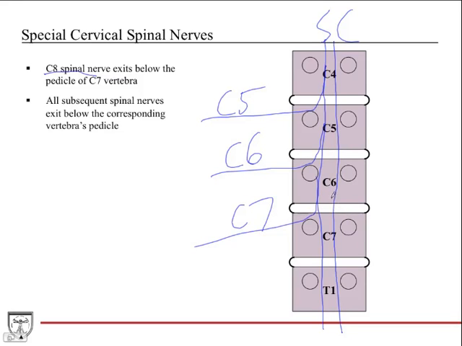Now, what does this C8 do, okay? C8 exits below the pedicle of the C7 vertebra. So the C8 comes out like that. And then this is where that transition happens. So below this cervical level, all the spinal nerves will go below the pedicle, so in the thoracic and then the lumbar region.